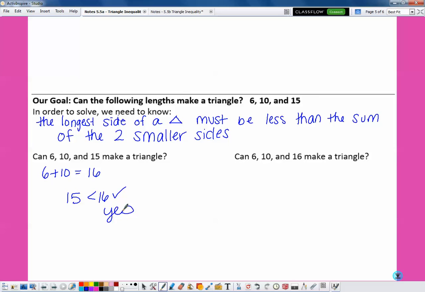What about 6, 10, and 16? Well, 6 plus 10 is 16. 16 is not less than 16. They're equal. So no, those cannot make a triangle.